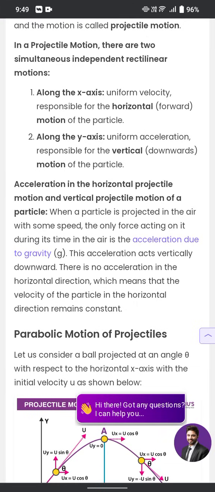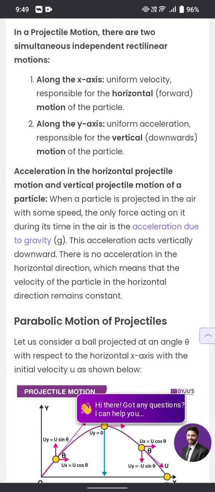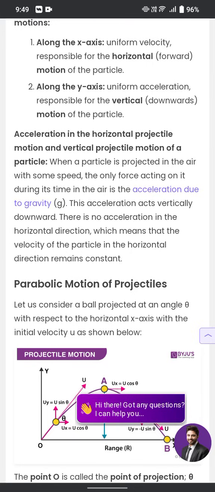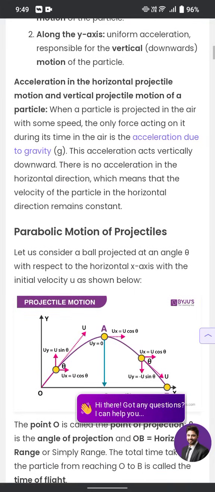Consider the horizontal projectile motion and vertical projectile motion of a particle. When a particle is projected in the air with some speed, the only force acting on it during its time in the air is the acceleration due to gravity. This acceleration acts vertically downward. There is no acceleration in the horizontal direction, which means that the velocity of the particle in the horizontal direction remains constant.